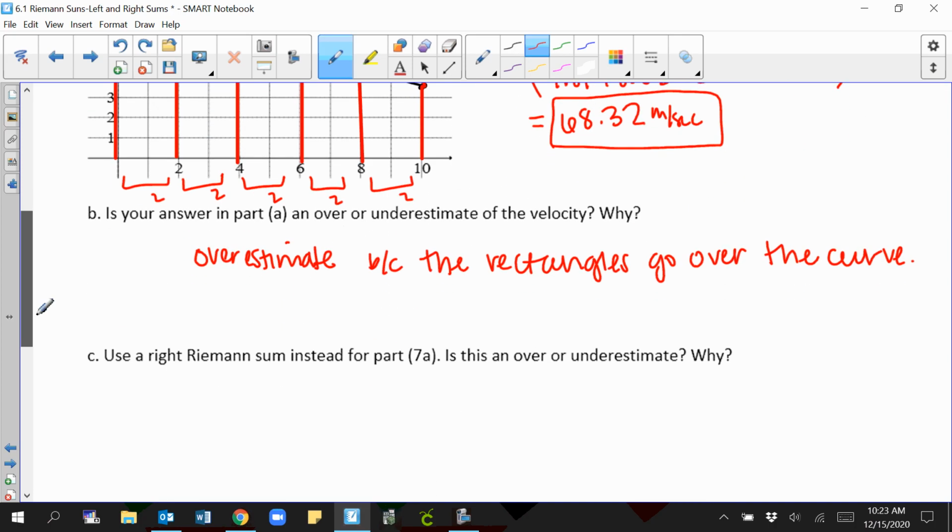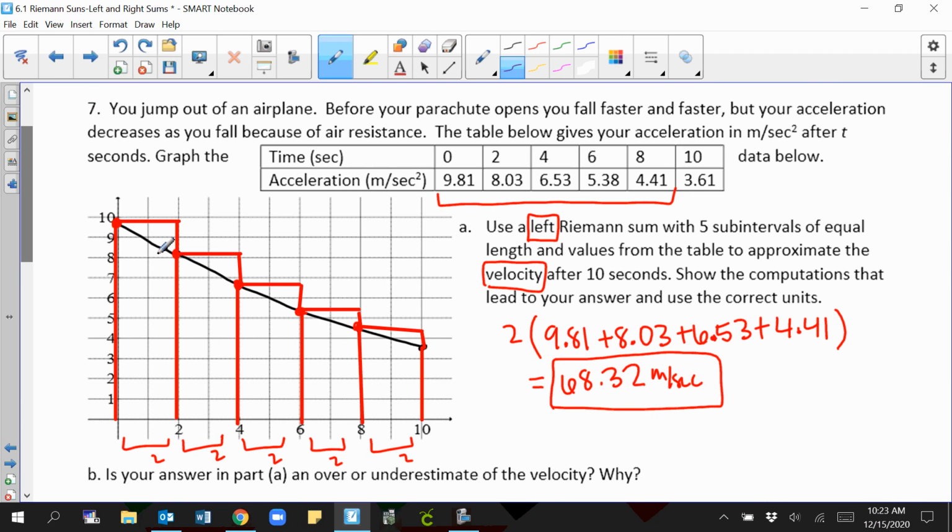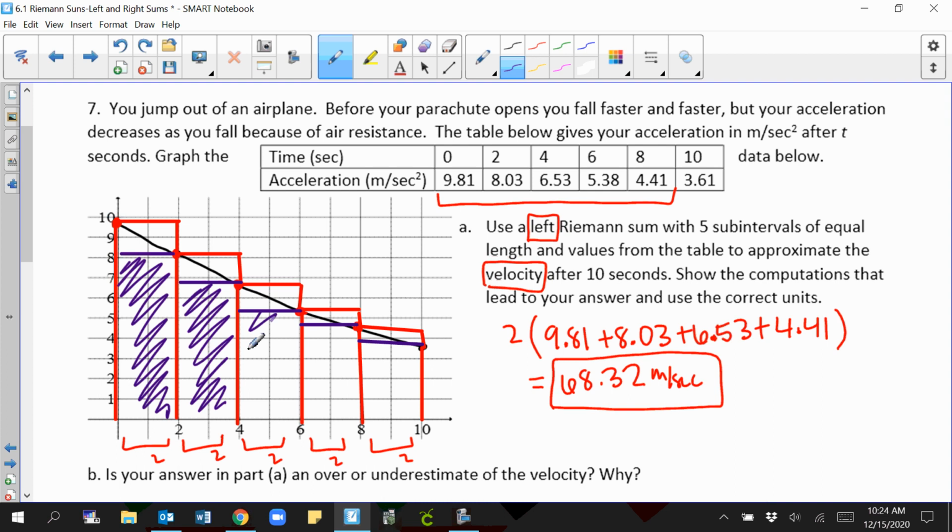And then there is a part C down here that says use a right Riemann sum. Use a right Riemann sum instead for part 7a, and then is that one an over or underestimate? So now if we're using a right Riemann sum, that means that our rectangles are going to be under the graph. So now we're looking at the rectangles that are under our graph, which means it's going to be an underestimate.